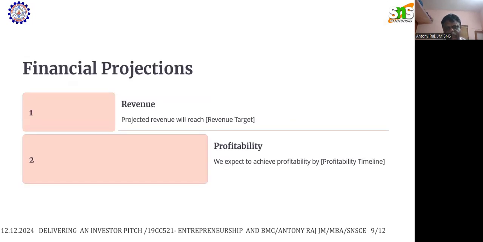And what are the financial projections? What is the projected revenue? You have to give at least the next 3 years, if not more: the next year, the year after that, and the third year. So at least a 3-year revenue forecast is the minimum expected. If you can give the next 5 years or 10 years, that will very much enhance your chances of getting funding from the investors. And the profitability, the timeline as well as the profitability numbers, are also critical.